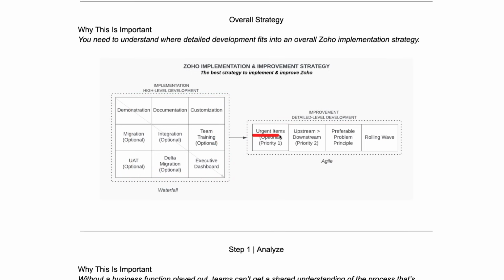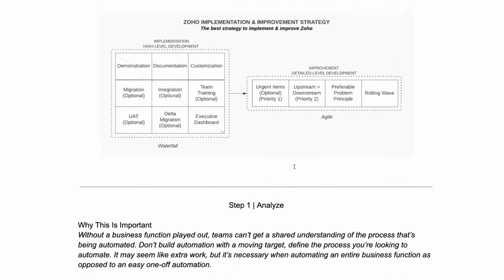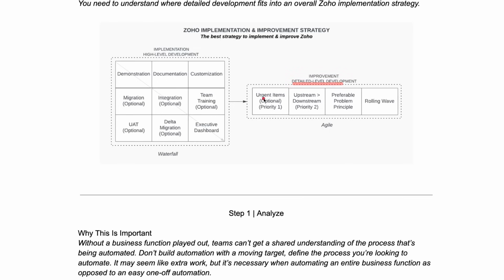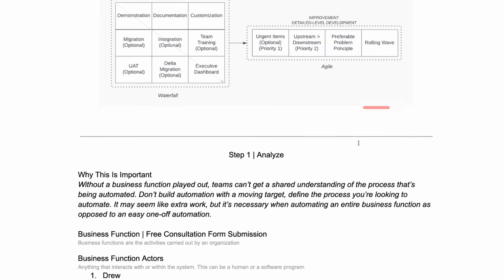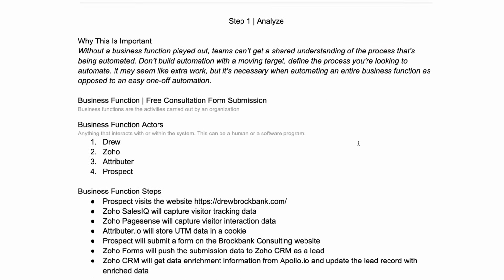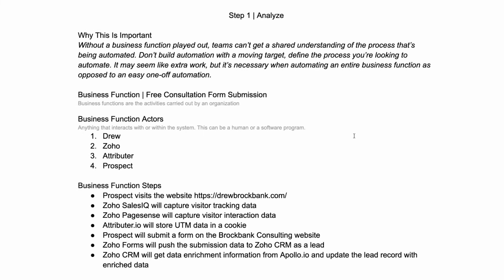Okay, let's start with the analysis part. This will go into detailed level development. We'll talk about urgent items, upstream, downstream, preferable, problem, principle, and rolling wave. We'll talk about that. Okay, so step one, and if I forget it, you can put in the comments, hey, make a video about this, and I can consider doing that for you. Okay, so step one, analysis or analyze.